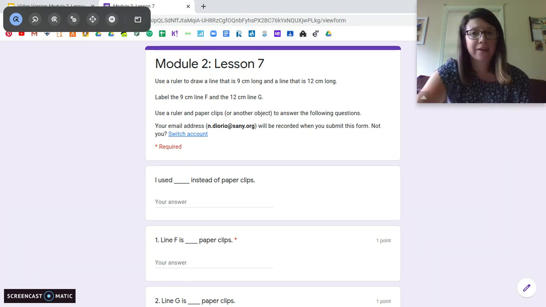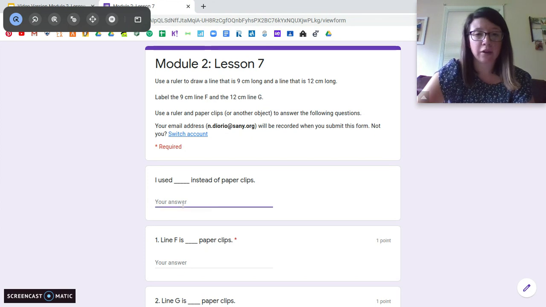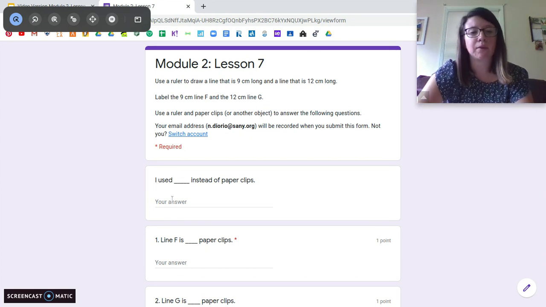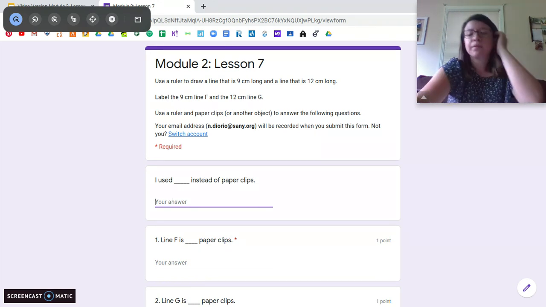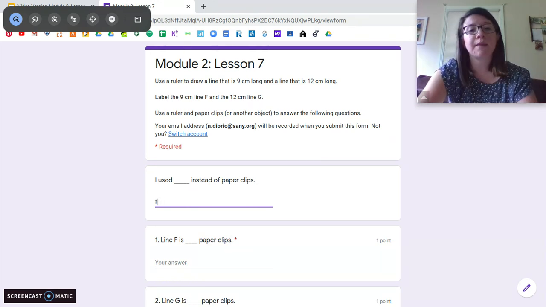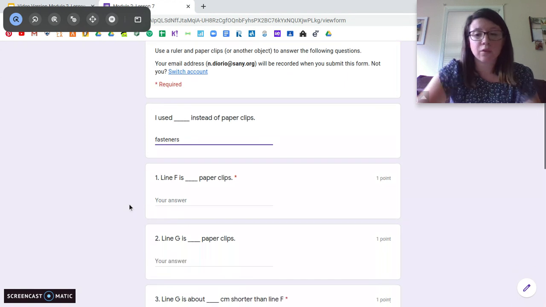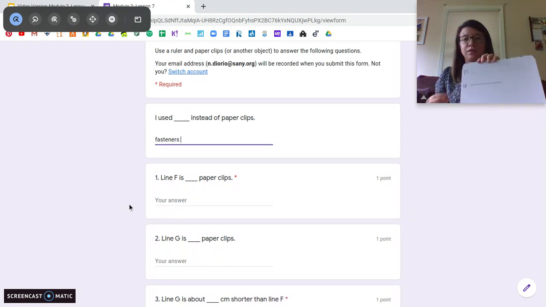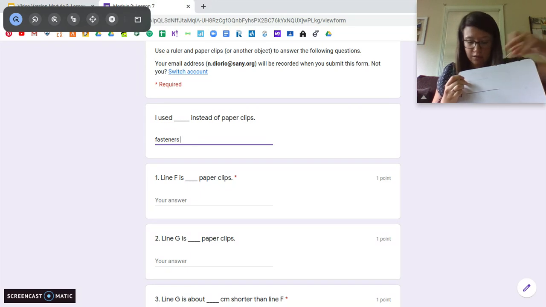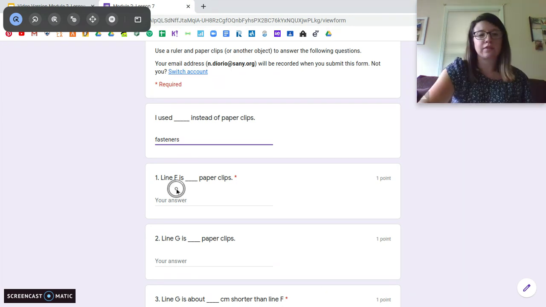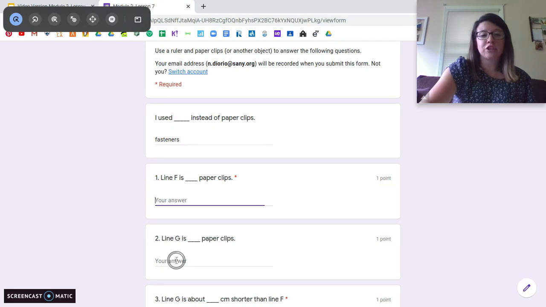If you use paper clips, you don't have to answer this one right here. See where it says I use blank instead of paper clips? If you use paper clips, don't answer that one. If you're using something else, like I'm using fasteners, I'm going to type in fasteners. Okay, just so we know. Then you're going to measure. So you're going to measure your first line using your non-standard unit of measurement. And you're going to measure the same way you've been measuring, endpoint to endpoint. Make sure they're all the same size or you're not going to be accurate. Okay, and then you're going to type in whatever your answer is for that one. Same thing with line G.